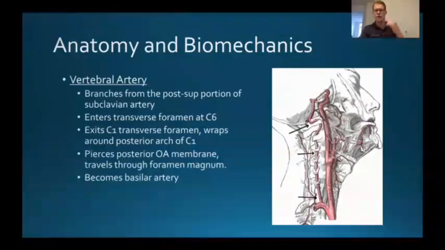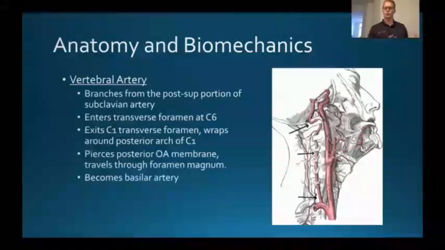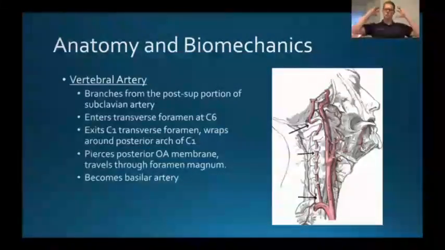It's going to pass up through all the transverse foramen, and it's going to exit the C1 transverse foramen and wrap around the posterior arch of C1. Now that's important because as it's wrapping around, that is going to be a major point of tension, or where it can get stretched, and some occlusion can occur when you're doing your VBI testing. Next, it's going to pierce the posterior OA membrane, going to travel through the foramen magnum up to the brain, and then it becomes the basilar artery, and it helps provide blood supply to the brain.